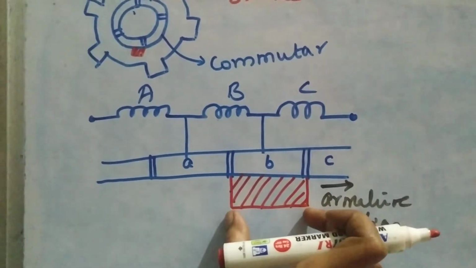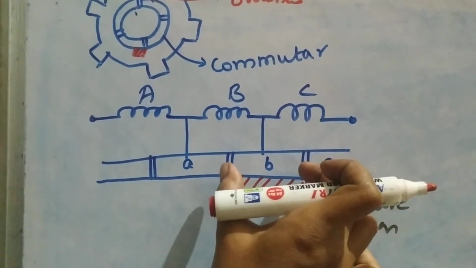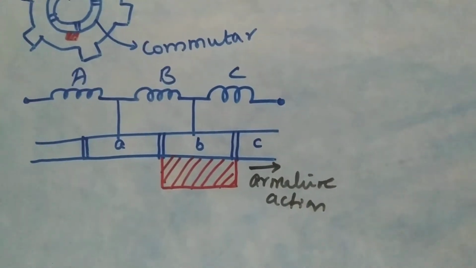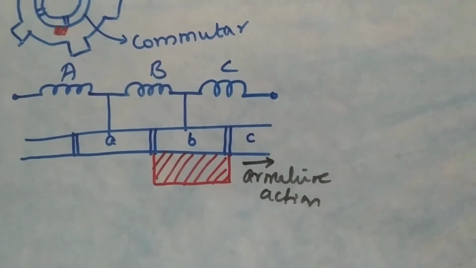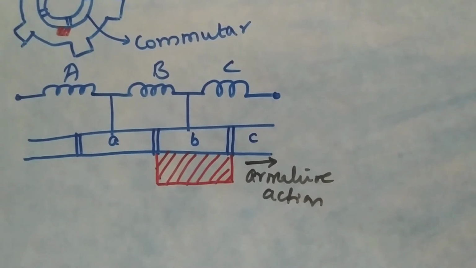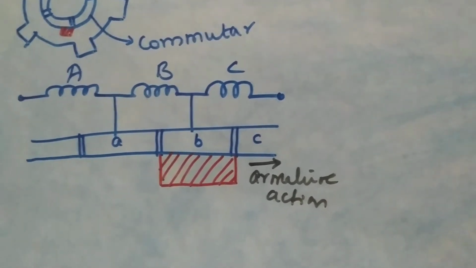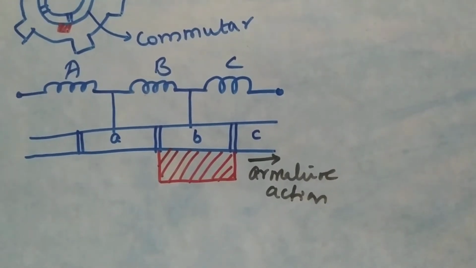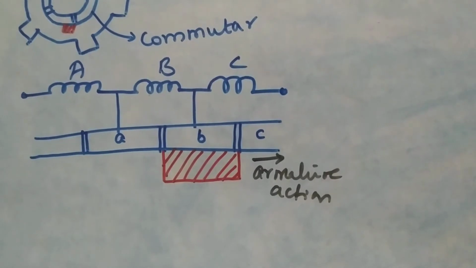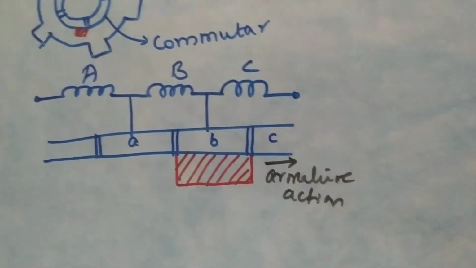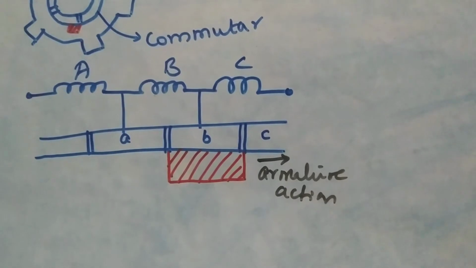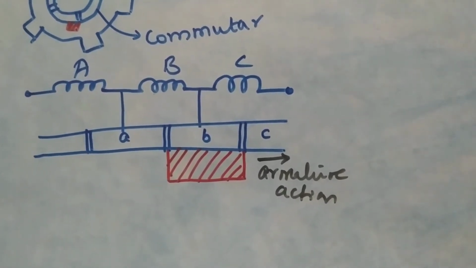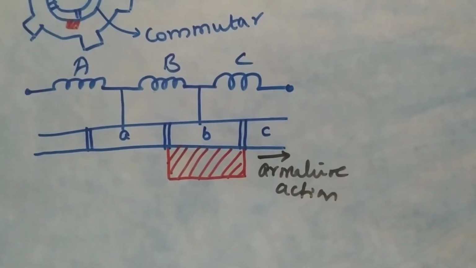So this is the brush width. We are assuming it is the same as that of the commutator segment. It is just an assumption, to understand the concept in a better way. And also one mica insulation. Now let me take up the first case. In this case, you can see that only one coil is short circuited at a time at each of these brushes.